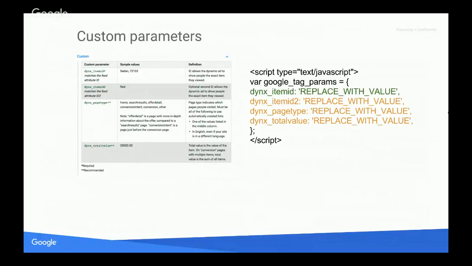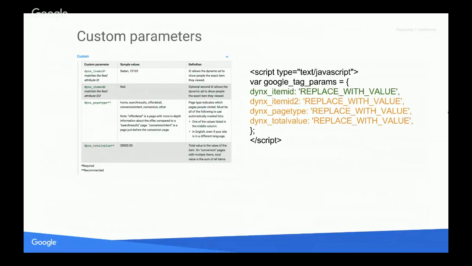Please bear in mind that the green parts that we highlighted are required parameters. So the item ID is required. The three other parameters are recommended, and we highly encourage you to use all three: the item ID, the page type, and the total value, meaning the price of your product.